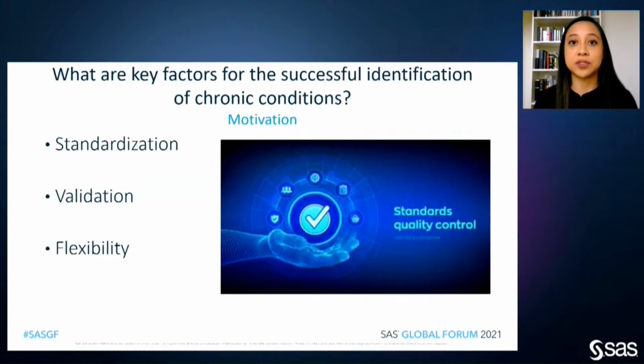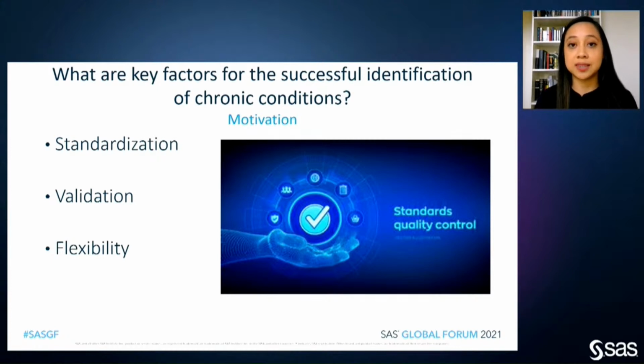So what are the key factors for successful identification of chronic conditions? Rarely is it ever as simple as a patient visits a doctor and gets a diagnosis. There's often testing that needs to be done. There are often false diagnoses that later need to be corrected. Time frame matters, and also where a patient gets diagnosed matters. For that reason, standardization is really important to take these factors into account.